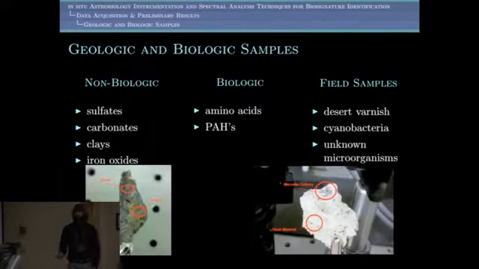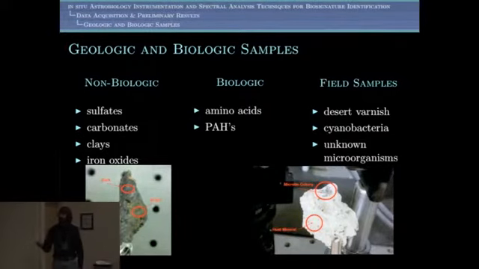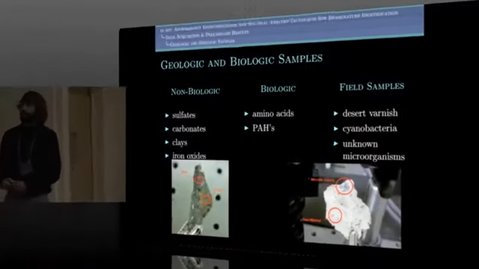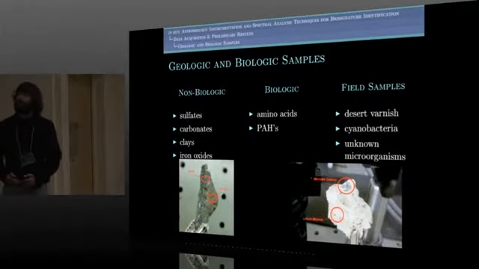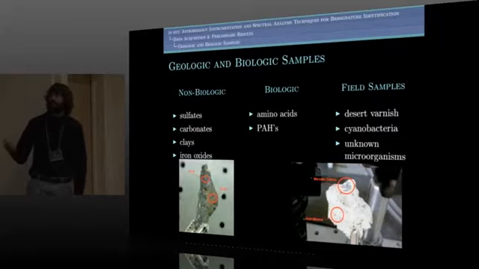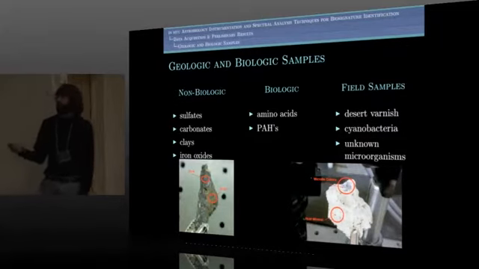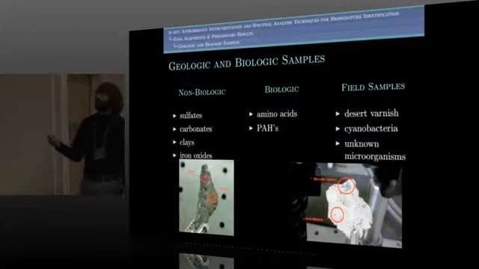The type of samples we're looking at are very diverse. We're looking at first non-biologic samples, such as these sulfates, carbonates, and clays, which we think could be present on different planetary surfaces within our solar system, and also on Earth are very good hosts for life. We then dope these samples with certain biologic materials like amino acids or PAHs. And the third type of material we're looking at are just these field samples.